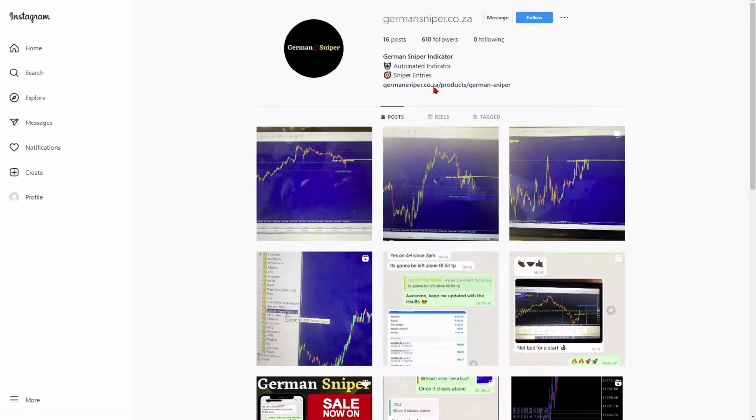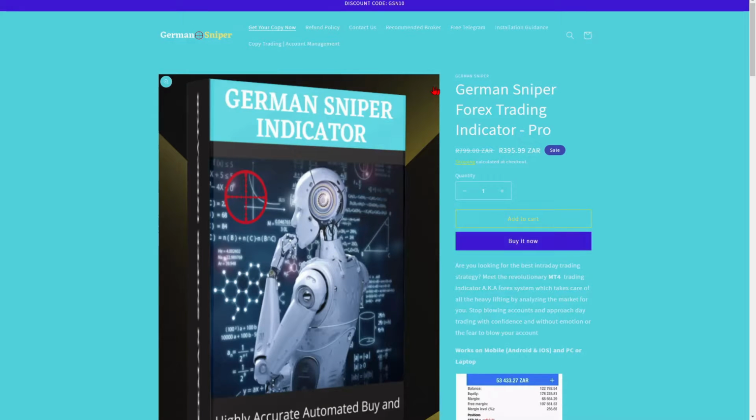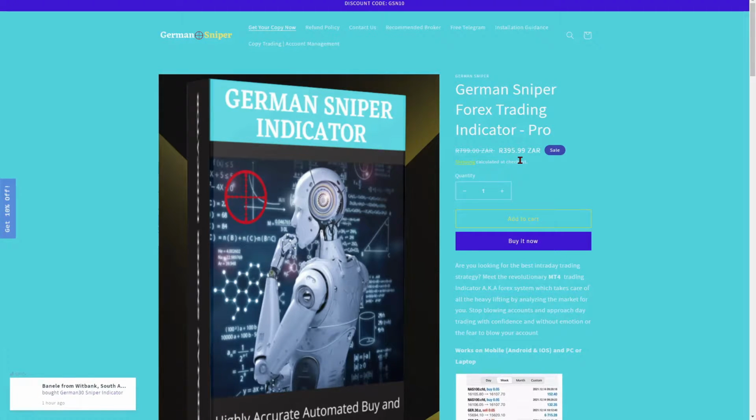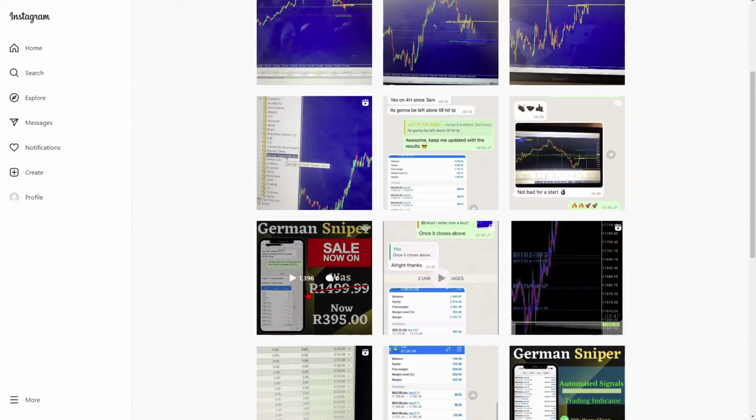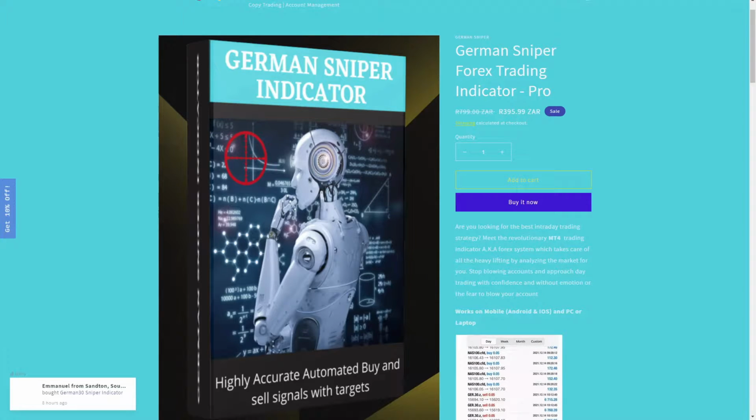If you click the link over here, you'll be taken to their website, and this is where you'll see how much the indicator is actually being sold for. So it's currently being sold for 395 Rand, down from 800 Rand. But I wouldn't be too worried about getting it on sale or anything, since over here you see that it's 1,500 Rand down to the same price. So I think they might be a little confused as to how much they are selling it for. Let's move on to how it looks on the charts.